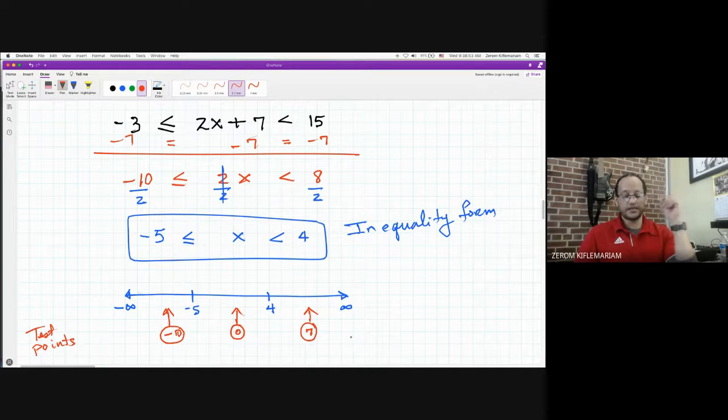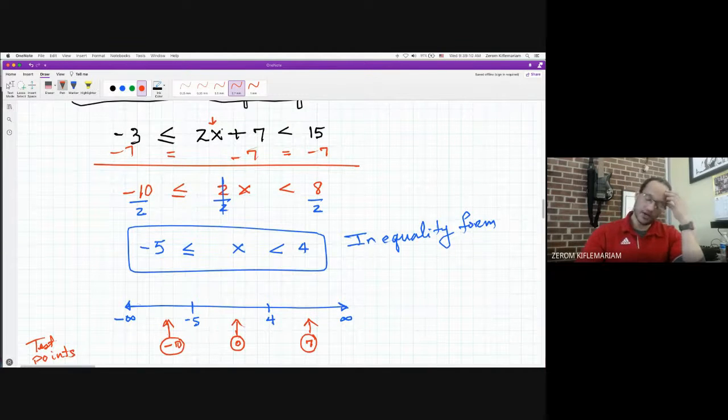So it's known as an AND statement. I'll explain this one on Friday. AND means both sides must be true. So in other words, negative 10: if I plug it in, what happens? 2 times negative 10 becomes negative 20. Negative 20 plus 7 becomes negative 13.